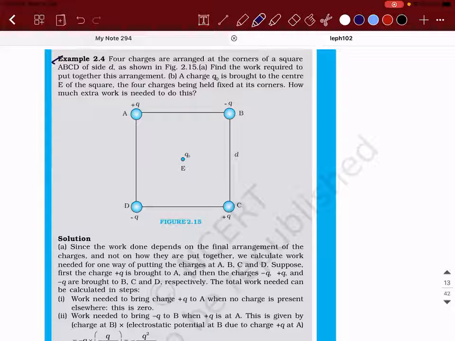What is the formula for potential energy? Minus K Q1 Q2 divided by R. That is for the point charge, right? Now see here the technique is, how many charges are there? 4, right? So how many terms will be there in the expression? Yeah, 3.